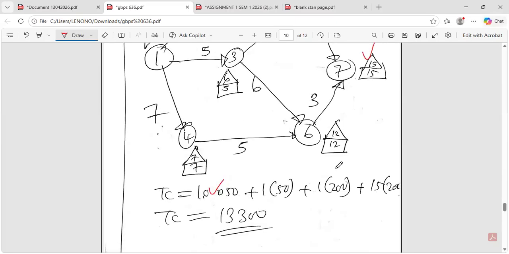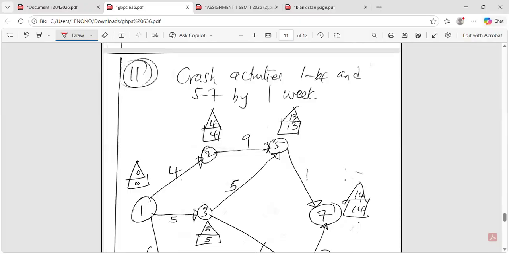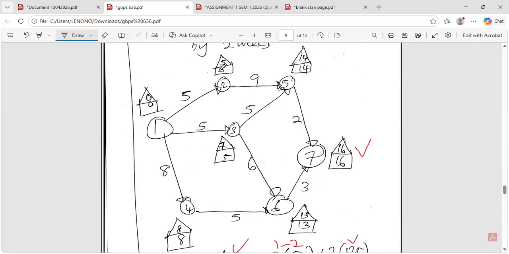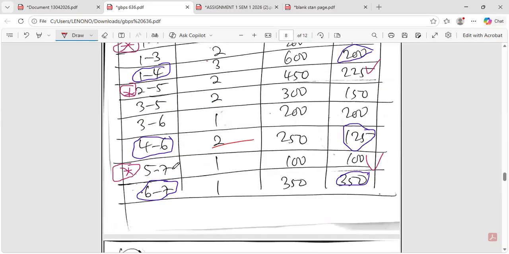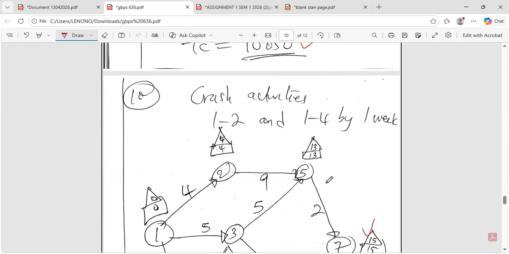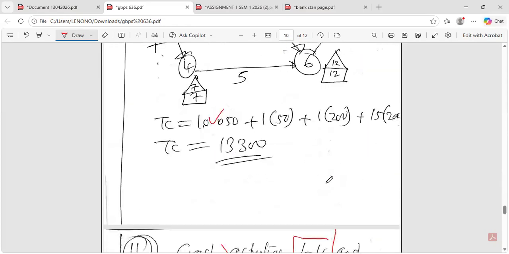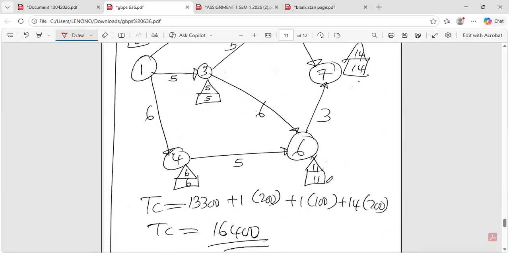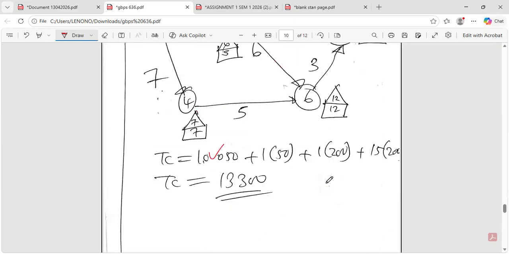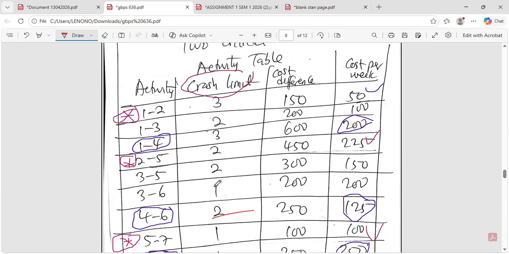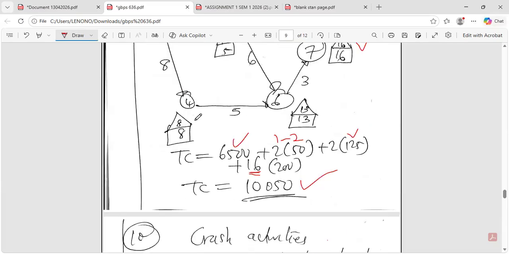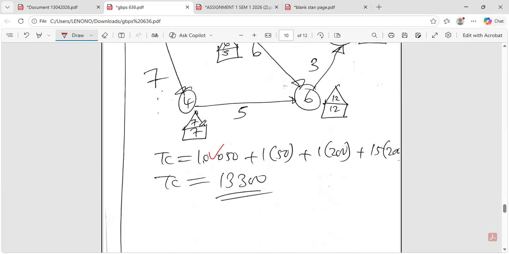From the 15 days, we are crashing activity 1 to 4 and 5 to 7 by 1 week. 5 to 7 by 1 week, and of course crashing which other one? 1 to 4 here. We're crashing these ones simultaneously. So we are getting now the value as 13,300.